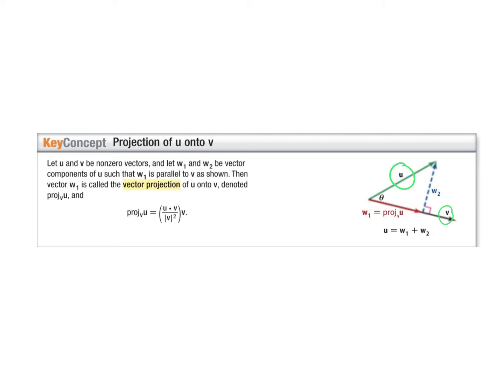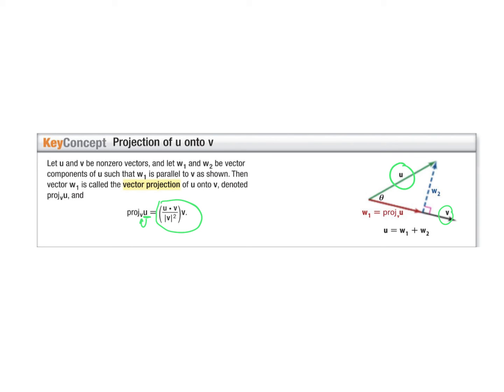The way we find that, if you look at the notation, projection of u, the big one, onto v. It goes backwards. And then that is the dot product of u and v over the magnitude of v squared, times v. So there are quite a few steps to this.